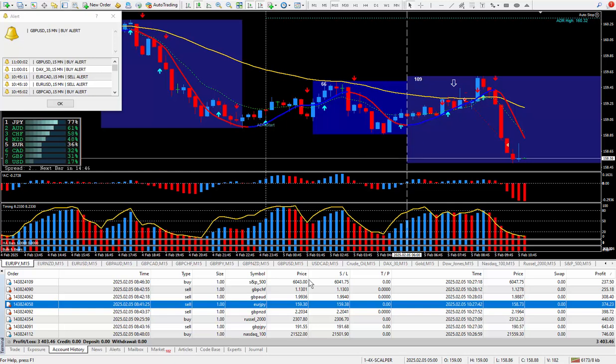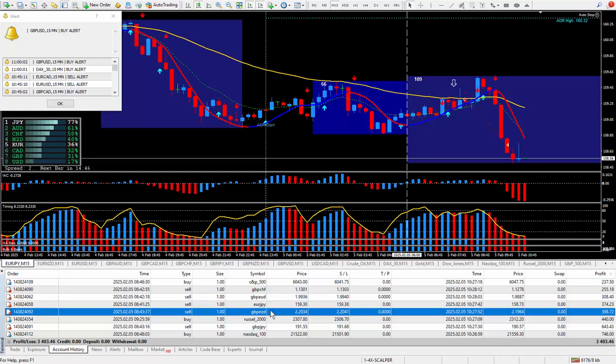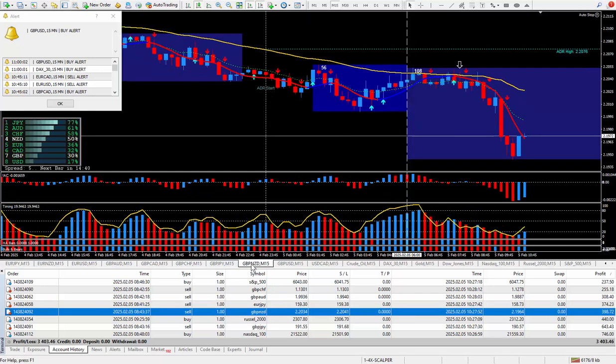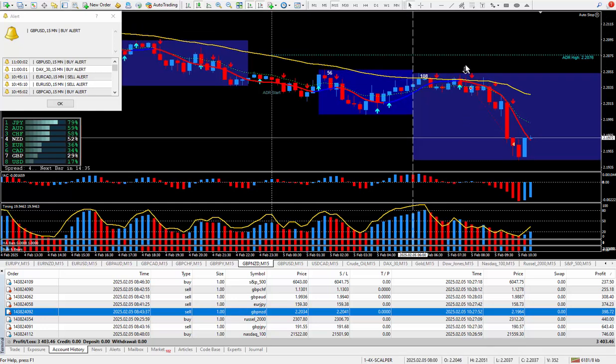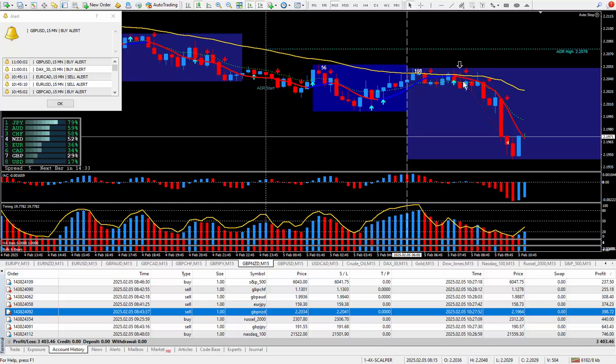Next trade I took, right in here, pound New Zealand. Another one I sold from the daily trade plan, super signals, scalper.